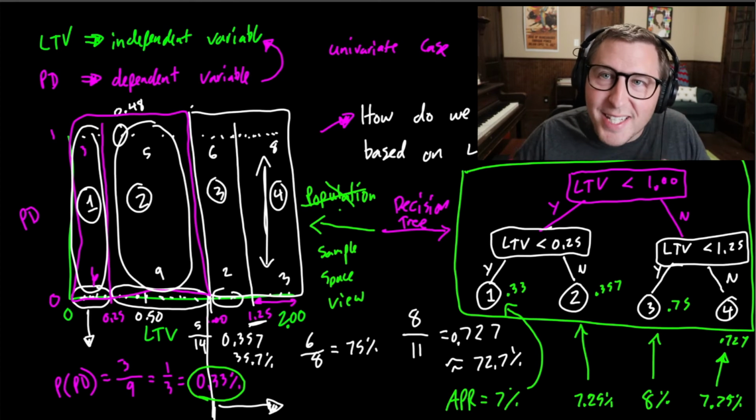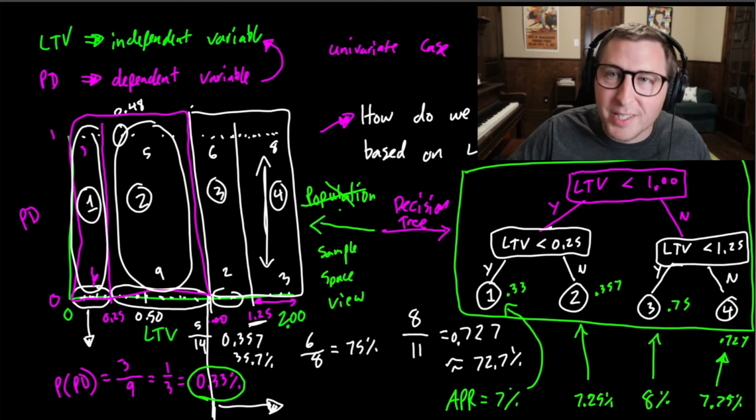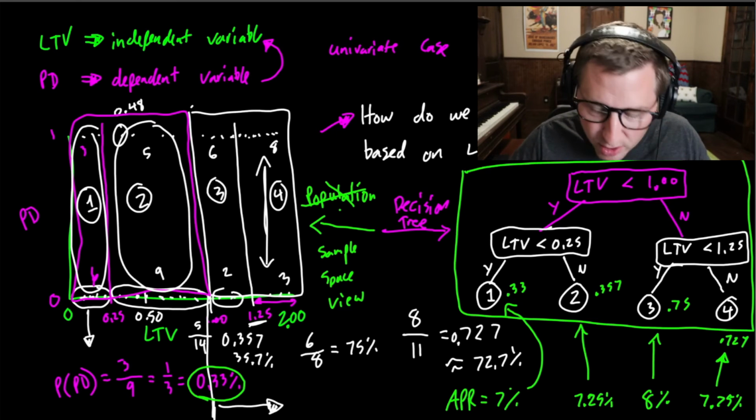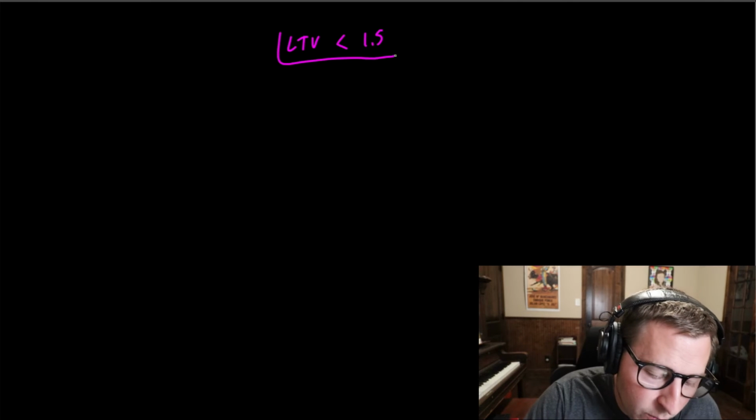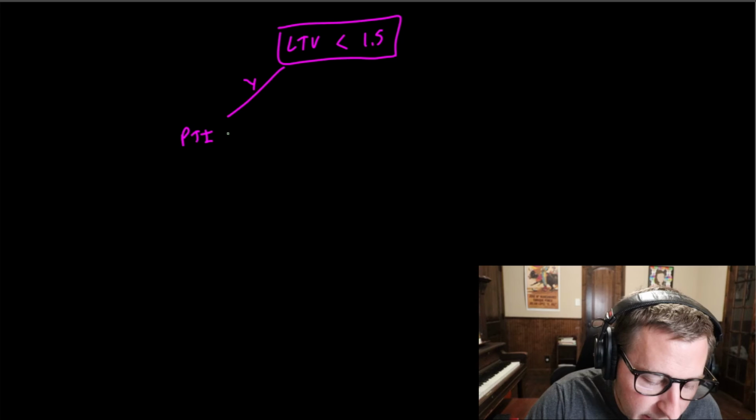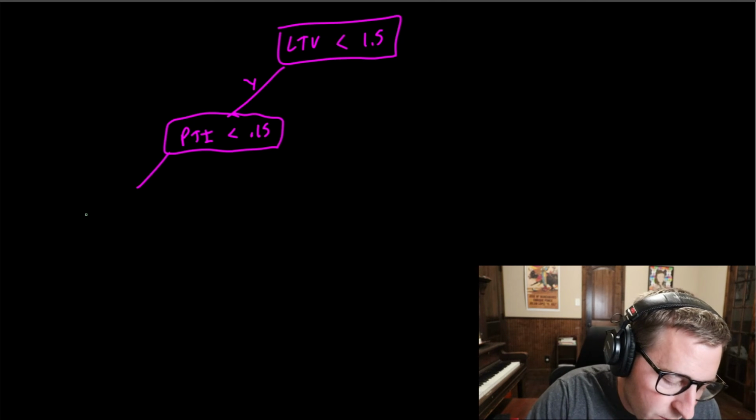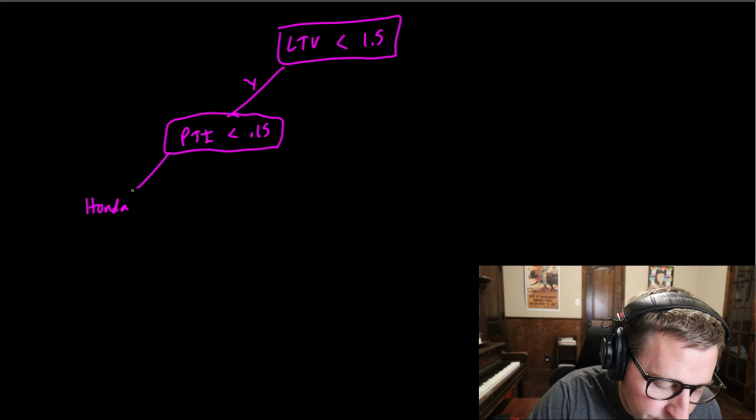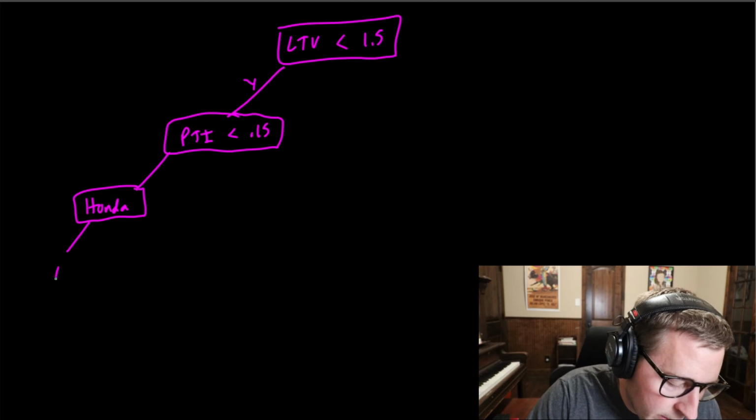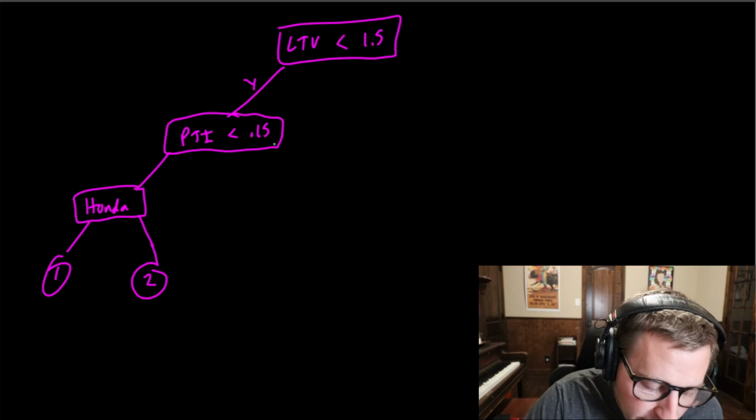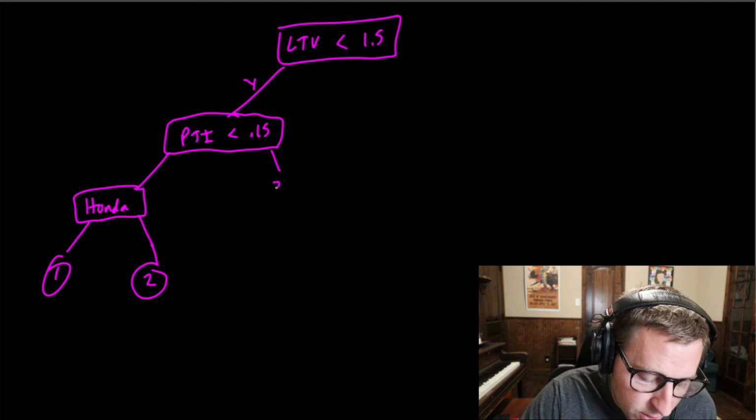So I'm trying to show you this in a 2-dimensional space because it's very easy to see the sample space view, and it's very easy to see the decision tree view. But a decision tree could have LTV less than 1.5, which could be the first split. Then if that's true, you could have PTI less than 0.15. That's another split. Then if it is a Honda manufactured vehicle, this would be leaf 1. If it's not a Honda, it's leaf 2. And if PTI is greater than 15, this is just leaf 3.